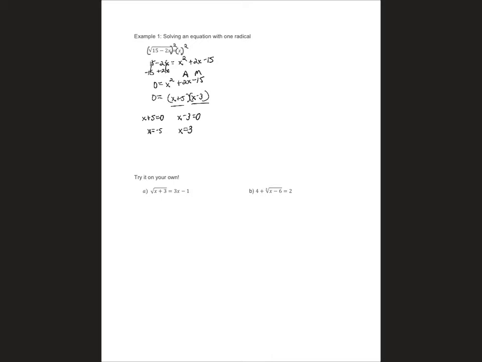Now, unfortunately, this problem is a square root problem, so the index is even. So that means there is potential for extraneous solutions, so I do need to check my answers. Let's start by checking negative 5. So I'm going to plug negative 5 back into my original equation for x.